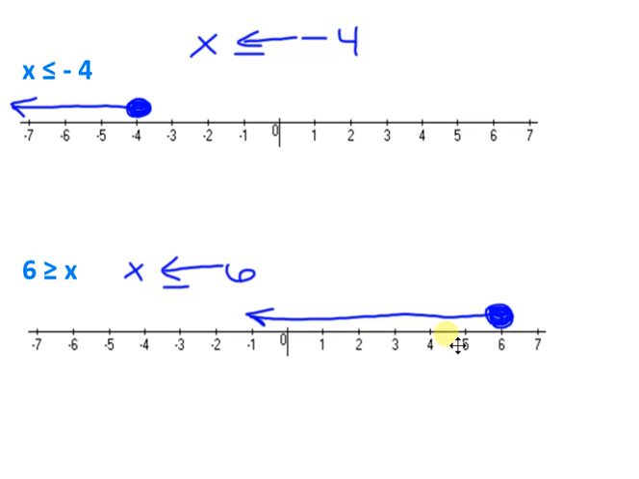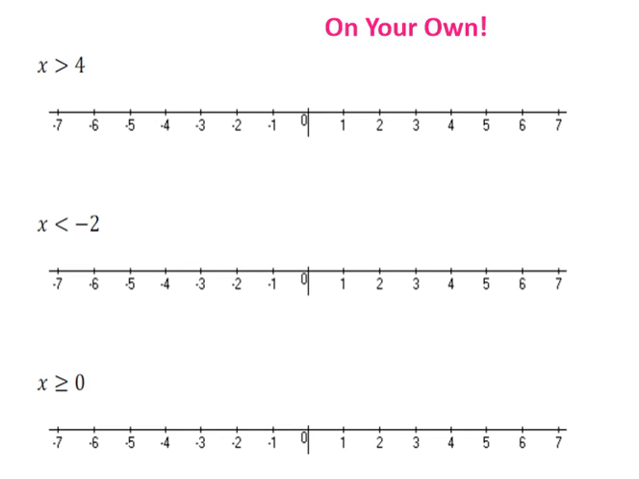Now there's really no rule for how long you need to make your arrow because arrows go on forever. So it doesn't really matter how long you extend it over the number line. I would just make it long enough so that I can see. I know what you mean. Alright, so try these 3 on your own. Make sure that your variable's on the left.